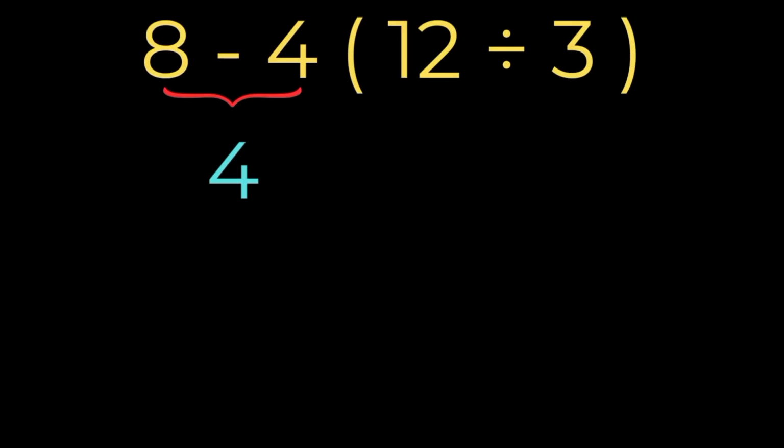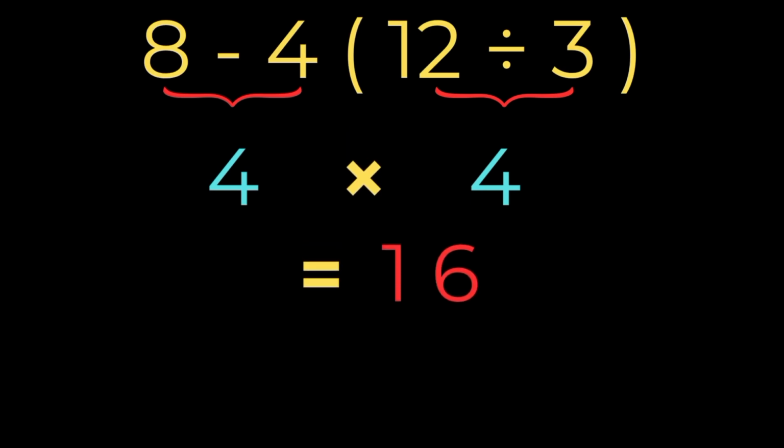8 minus 4 is 4. 12 divided by 3 gives us 4. 4 times 4 is 16. But this answer is not correct.